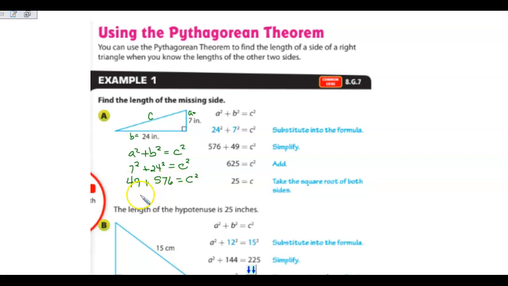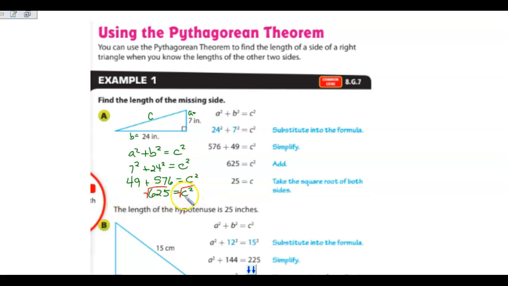And if I add the two together, I get 625 equals c squared. Well, that gives me what c squared is, but it doesn't give me what c is, does it? So in order to find what c is, I have to square root c squared, don't I? So I'm going to square root this, and I'm going to square root this, because remember, what I do to one side of the equation I have to do to the other.